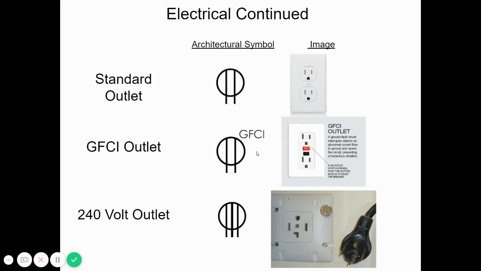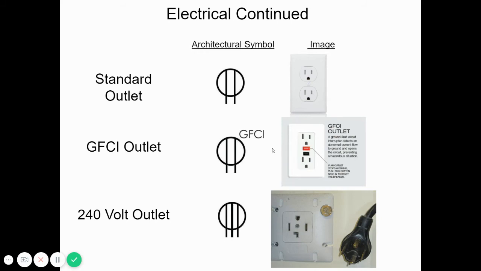Okay. The next type we're going to do is a GFCI outlet. I don't have these words on there, I don't think. These are too small, I can't see what they say. But you need to write this down under GFCI outlet, what GFCI stands for. It stands for Ground Fault Circuit Interrupter. Ground Fault Circuit Interrupter. Hopefully you got it.